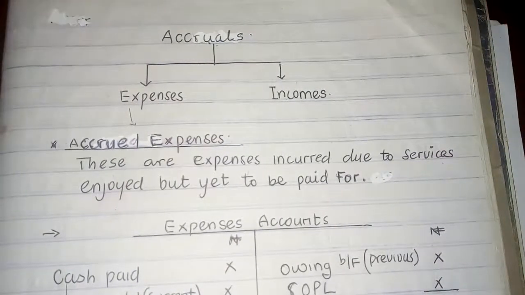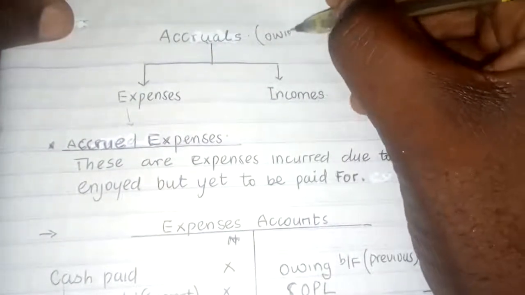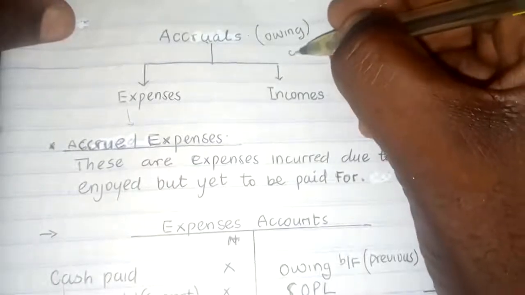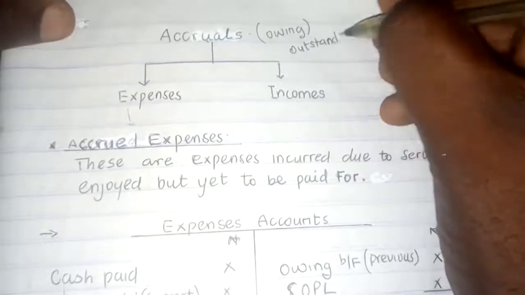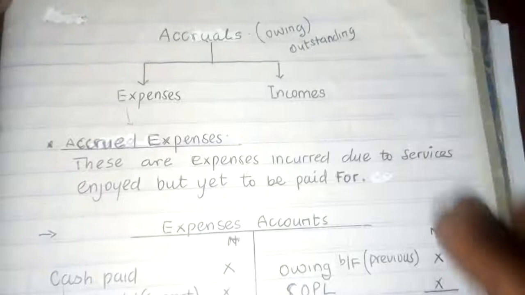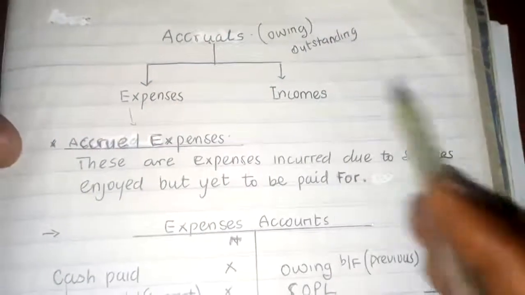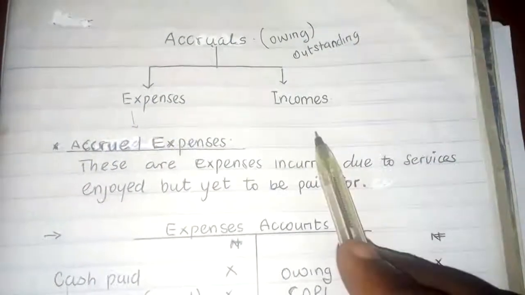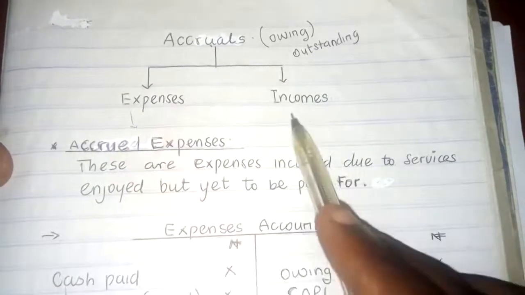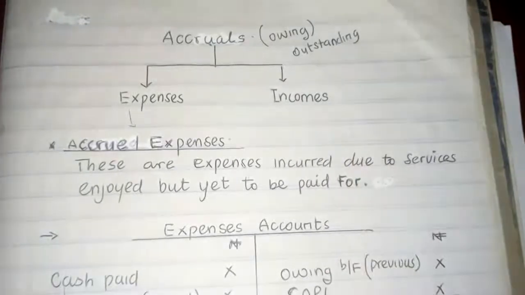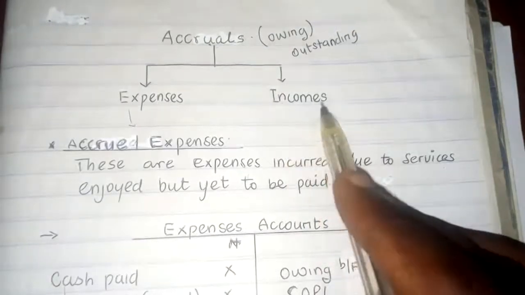In simple language, accruals simply means owing or outstanding, what you are owing, or what is outstanding. Simply write owing. That's what we mean by accruals. So accruals could be expenses or income. The business could owe expenses, or the customers may owe us income.